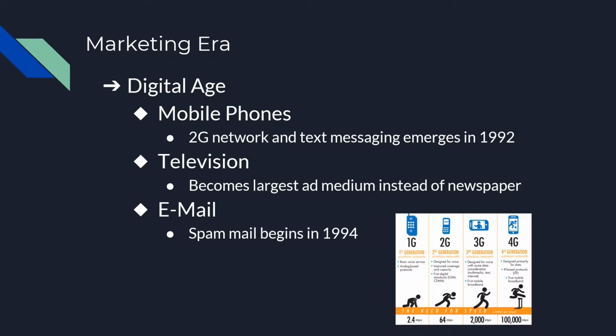During this time in the early 90s, mobile phones were becoming a new fad. 2G network was all that they had then, and the first text messaging happened in 1992. Television becomes the largest medium instead of newspaper, and spam emails began in 1994. And there's a little chart that tells you the difference between 1G, 2G, 3G, and 4G networks that we have now.